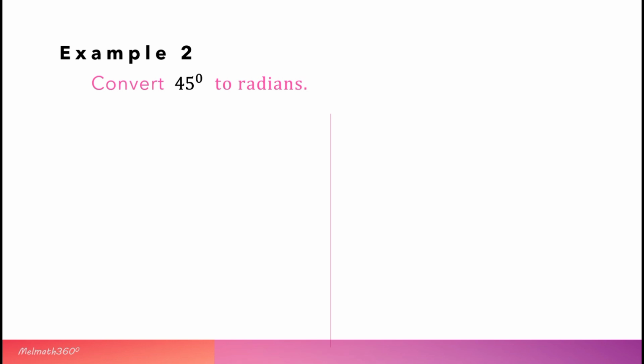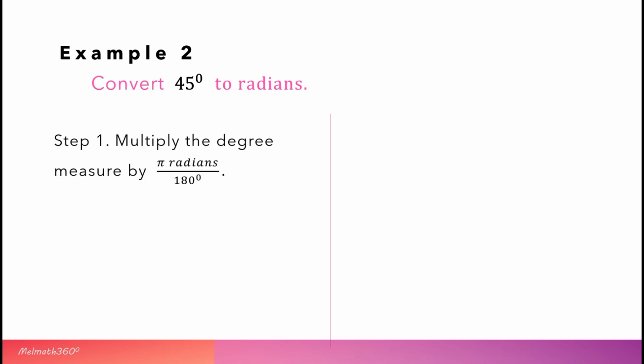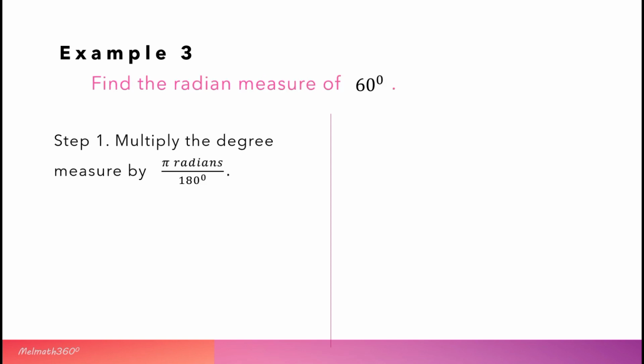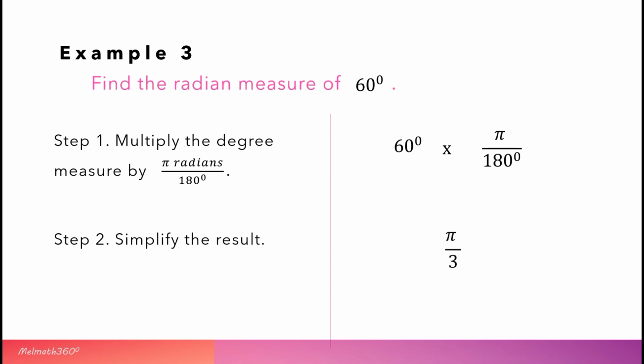Example 2. Convert 45 degrees to radians. Multiply the degree measure by pi radians over 180 degrees. 45 degrees times pi over 180 degrees. Then simplify the result. The result is pi over 4. Example 3. 60 degrees times pi over 180 degrees is equivalent to pi over 3.